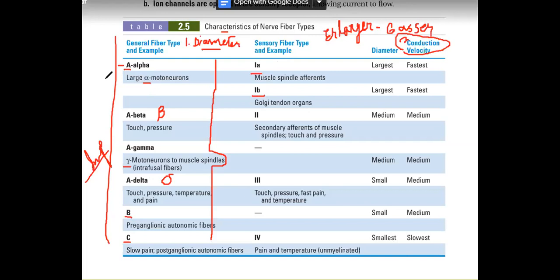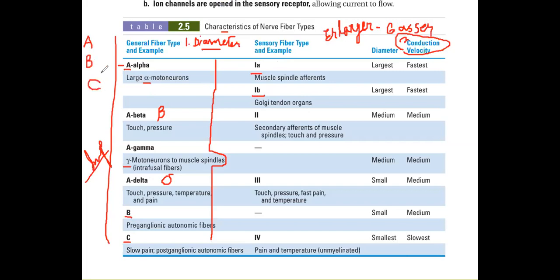We are mainly classifying our nerve fibers into A, B, and C, and then A is classified further into four: alpha, beta, gamma, and delta. And then alpha is classified into two, that is 1A and 1B. So this is like a flow chart of the classification. Now let's get into its detail.